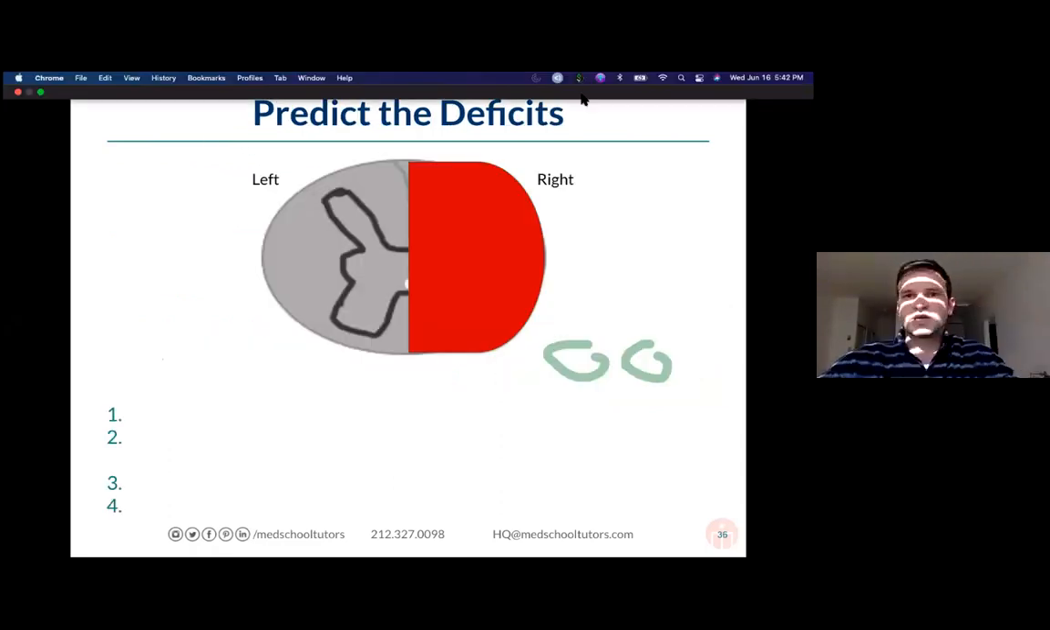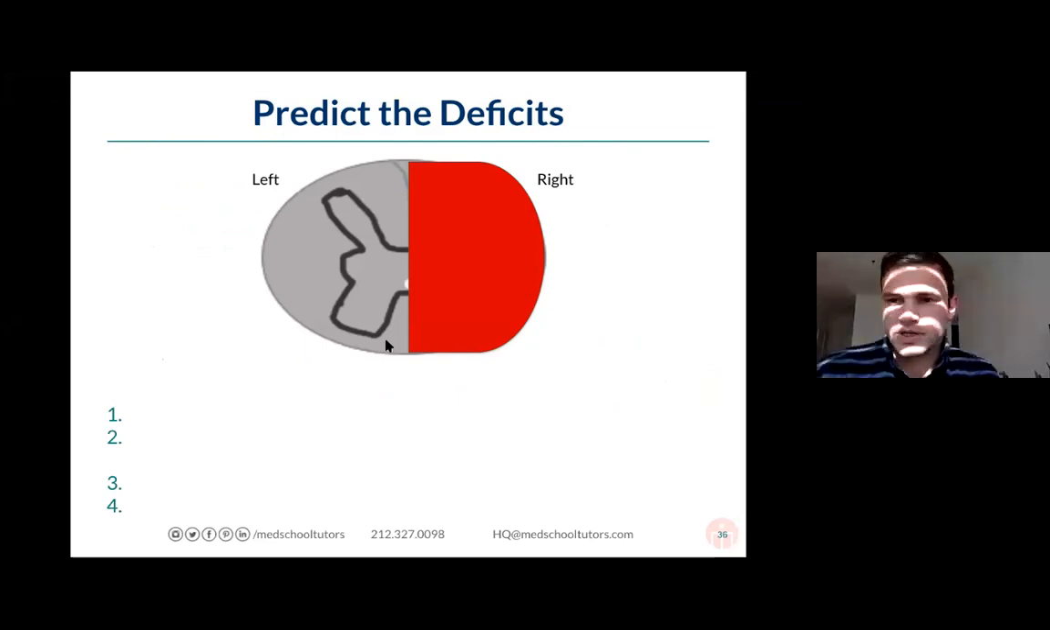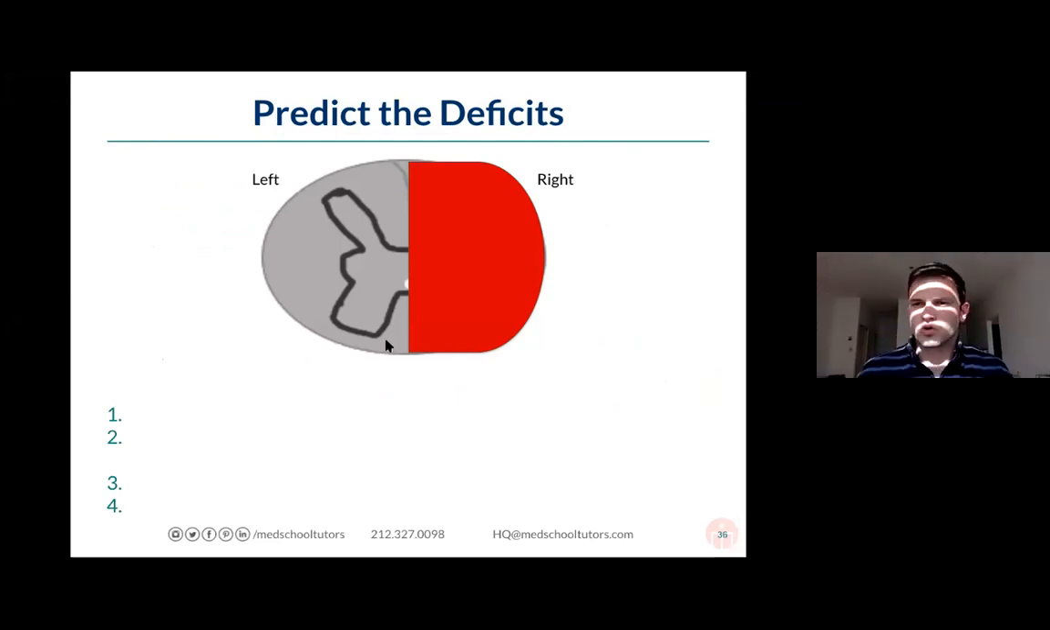Okay, predict this person's deficits. We have 2 more slides for people who are like, okay, how much more do we have? So you're like, okay, Michael, how would I even begin to do this, right? What's the first thing that I told you earlier? I want you to figure out what level of the spinal cord we're at.